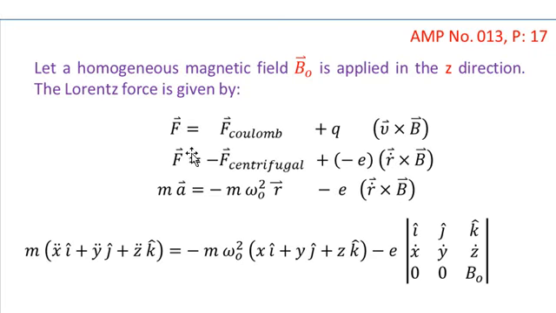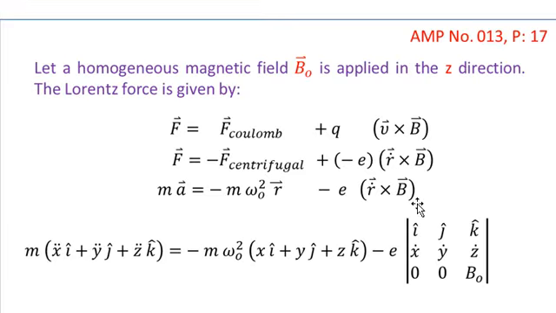And on the left hand side, I have represented this force as mass times acceleration. Now I can represent this force in component form. You can see that the acceleration has been written as x double dot into unit vector i plus y double dot into unit vector j plus z double dot into unit vector k, where x double dot represents the double derivative of x with respect to time, and similarly for the other components. And the middle term is minus m into omega naught square, and r is represented by x into unit vector i plus y into unit vector j plus z into unit vector k.